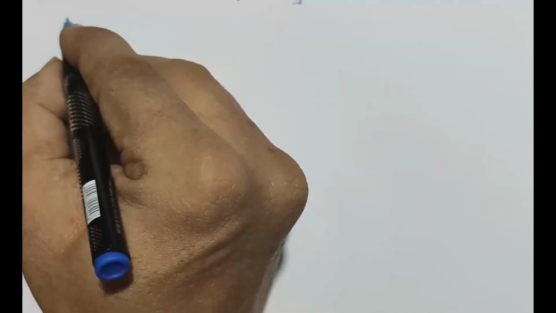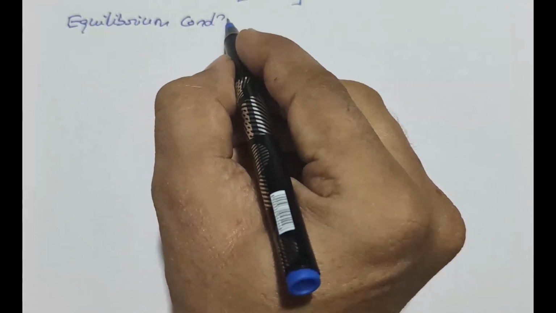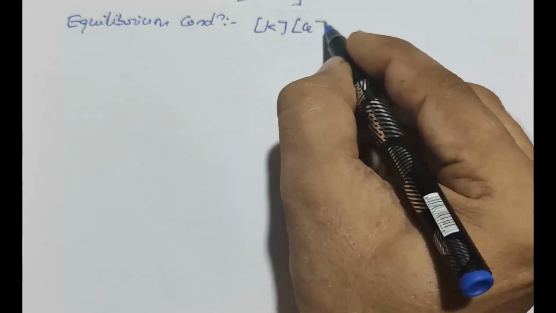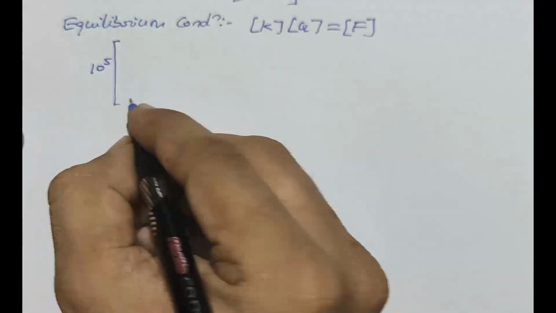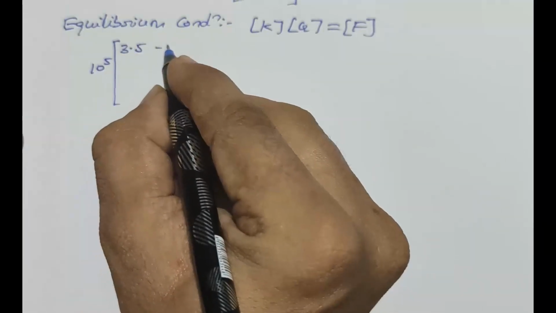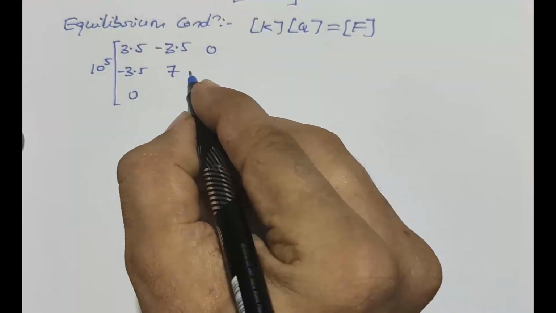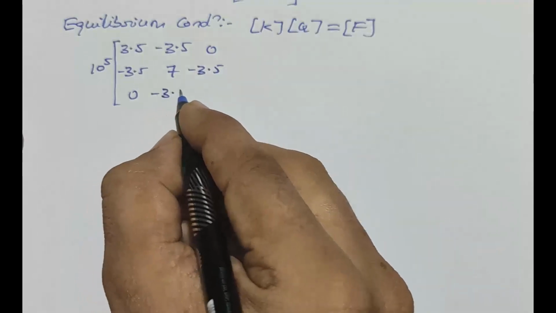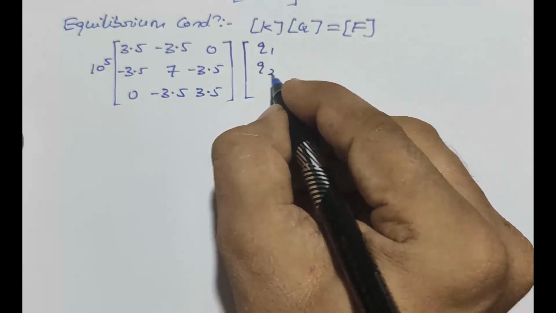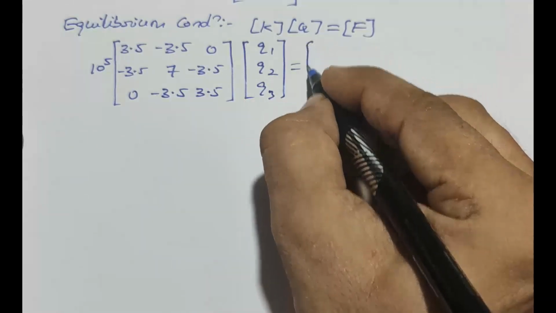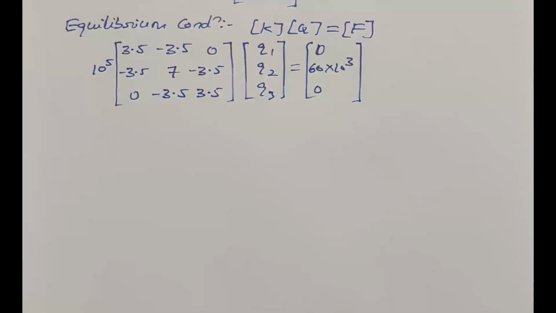Next is equilibrium condition. Equilibrium condition, that is K into Q is equal to F. It is 10 power 5, 3.5 minus 3.5, 0, minus 3.5, 7, minus 3.5, 0, minus 3.5, 3.5 into Q1, Q2, Q3 is equal to 0, 60 into 10 power 3, 0. This is the equilibrium equation.